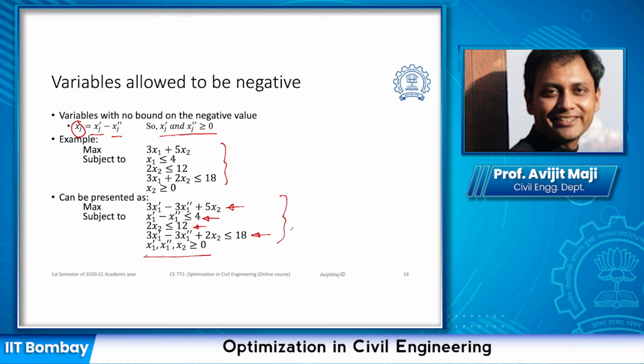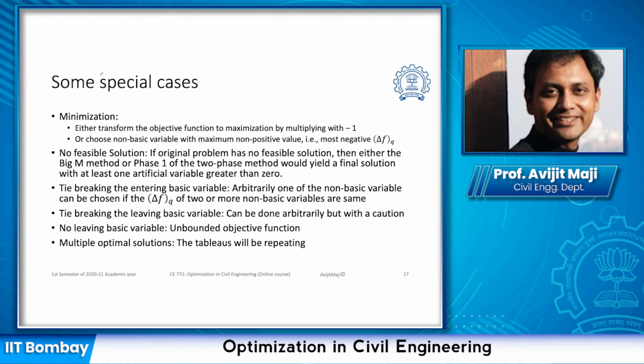There are other special cases as well. For example, if we want to minimize, so far we said our standard problem is maximization. So what if we need to minimize an objective function? In that case, we can either transform the objective function to a maximization problem by multiplying with -1.